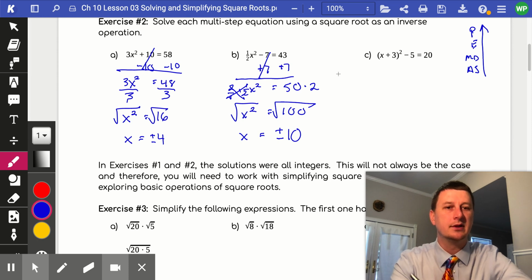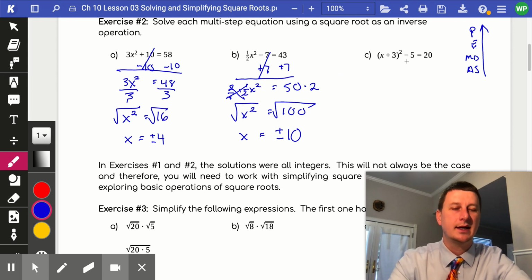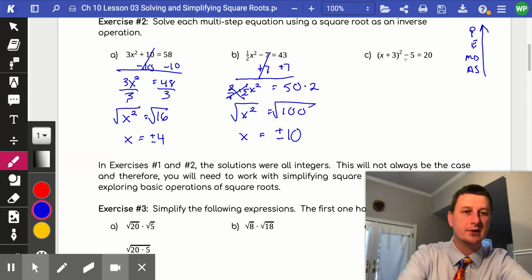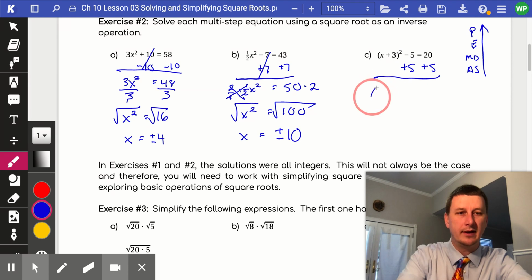So the first thing we're going to do is take that minus 5 and move it to the other side of the equation, because we're going to undo the addition and subtraction first. So we're going to add 5 to both sides. Now we have x plus 3 squared equals 25. Now I don't see any multiplication or division outside this parenthesis, so I'm going to move up to exponents. And I do have an exponent.